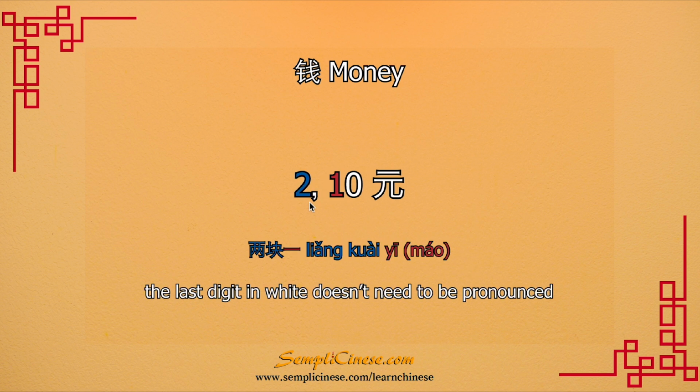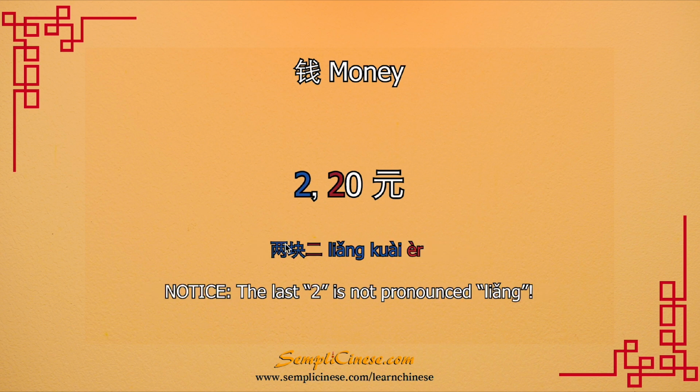Now, what about this? 2.10. It would be 2 kuai yi. Mao, it's in parentheses. You don't need to say that. So 2 kuai yi. 2.1. The last digit in white doesn't need to be pronounced. 2块2. Notice that the last 2 is not pronounced liang. When there is another 2 right here, it's not pronounced liang but er.